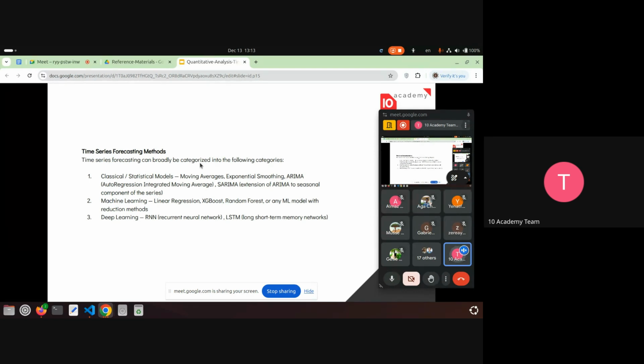There's also deep learning, the use of recurrent neural networks or long short-term memory networks. These are particularly devised to work with time series data. I hope you already know at least basically how neural networks work and generally what an RNN or LSTM network is.